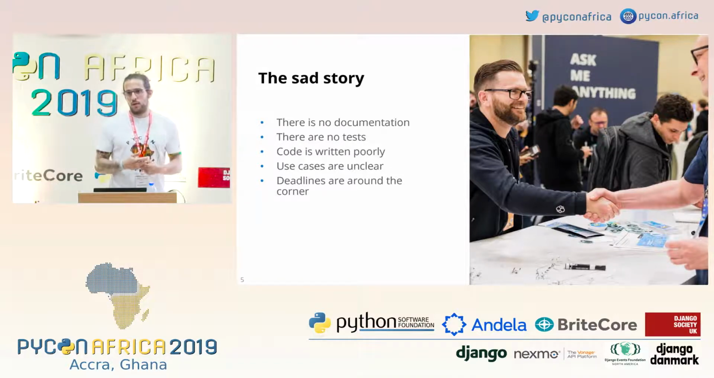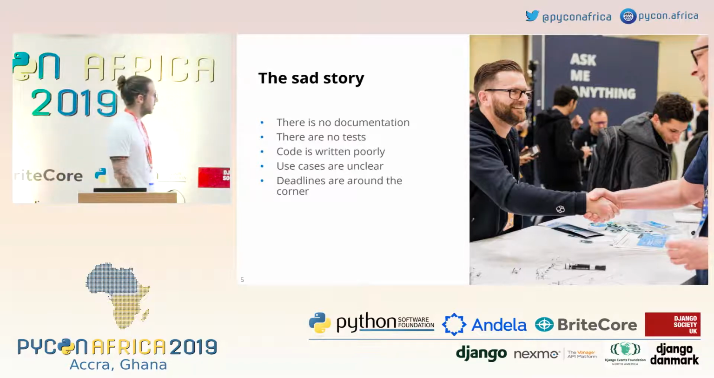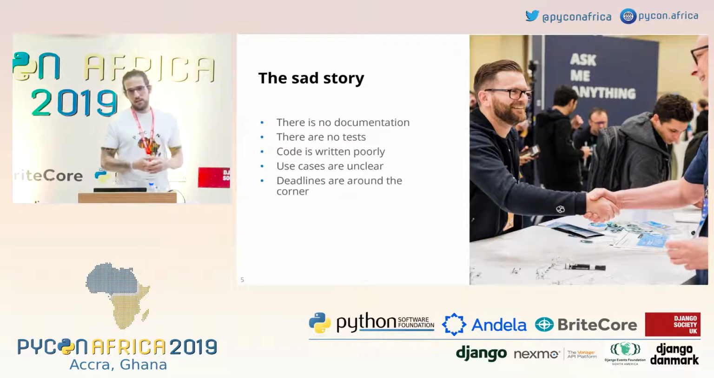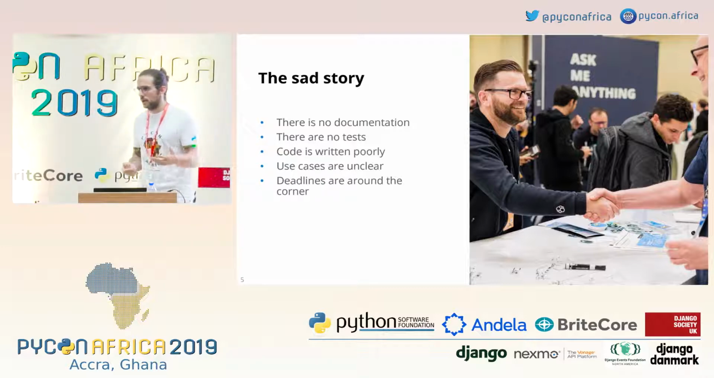But let's assume that they're all trying to follow the best practices, and this piece of code doesn't really follow the best practices. The use cases are unclear. This is actually pretty common. Most of the time, at least these days, you find code that has some tests, you find code that has some documentation, might not be the best one, but it has some of it.